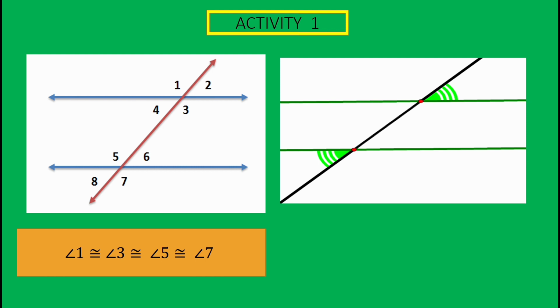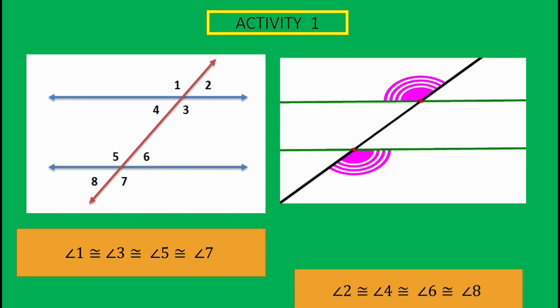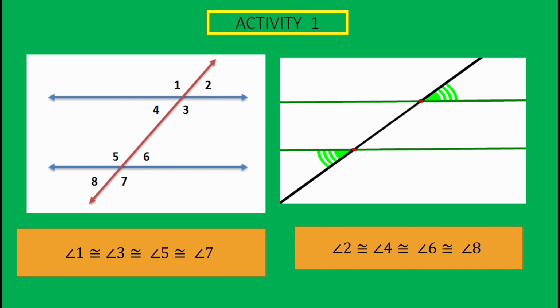It means that angle 1, 3, 5 and 7 are congruent to each other, and similarly angle 2, 4, 6 and 8 are congruent to each other. तर या पद्धतीने इथे एक ही ऍक्टिव्हिटी सांगितलेली आहे, ही ऍक्टिव्हिटी तुम्ही नक्की करून पहा.